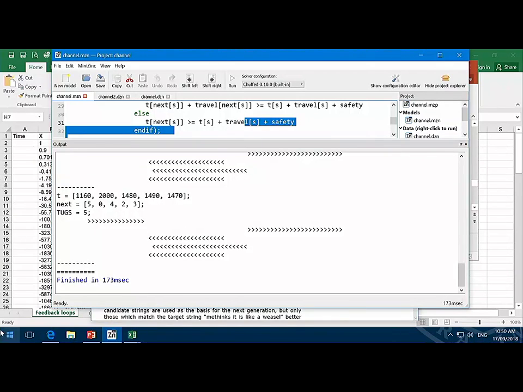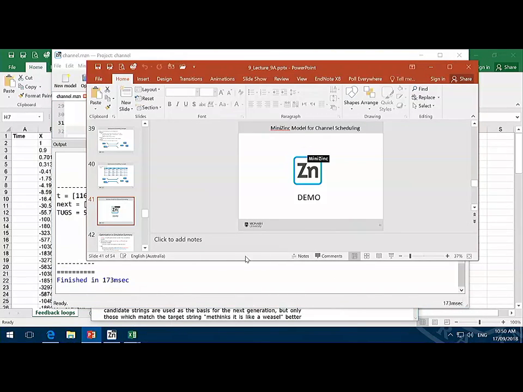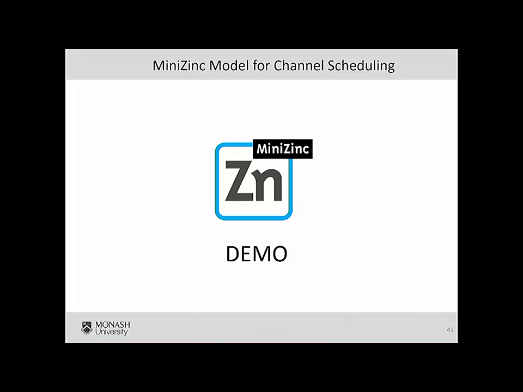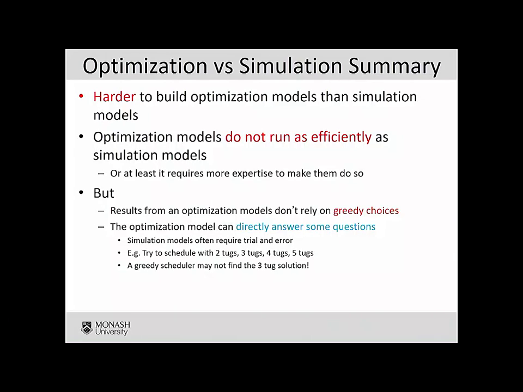So this is meant to illustrate why we might be interested in optimization models, because sometimes within our simulation we may need to make decisions. If we only make those decisions greedily or use some fixed policy, we can actually miss the whole point of the simulation. So it's harder to build optimization models than simulation models, and they don't run as efficiently as simulation models, or at least it requires more expertise to make them run. The good thing is that they don't rely on these greedy choices, and they can directly answer these kinds of questions.